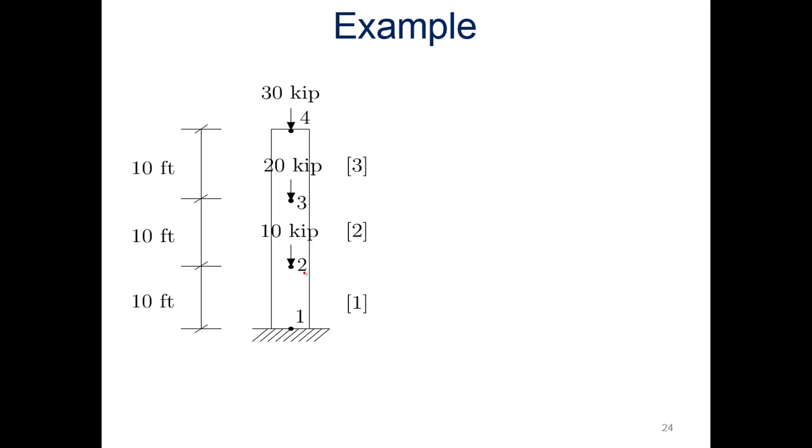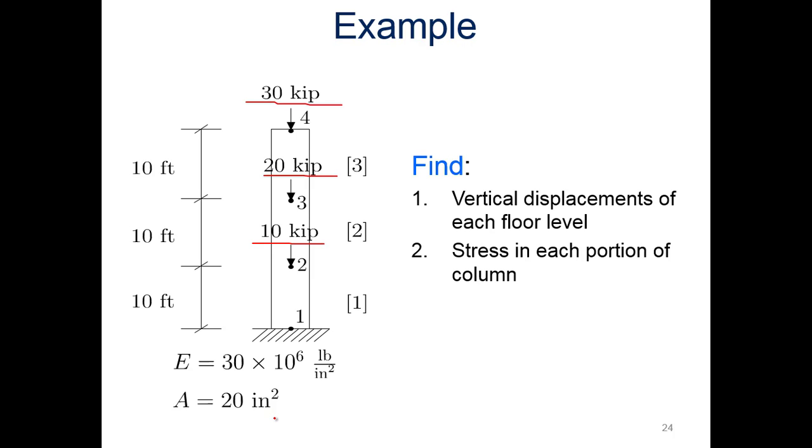All right, so let's apply this to an example. We have 30 kips being applied up here at node 4 on the 3rd floor, 20 kips on the 2nd floor, 10 kips from the 1st floor being applied at node 2, with 10 feet spacing between each. We have a modulus of 30 times 10 to the 6th psi, and a cross-sectional area of 20 inches squared. So we're going to find the vertical displacements of each floor level and also look at the stress in each portion of the column.